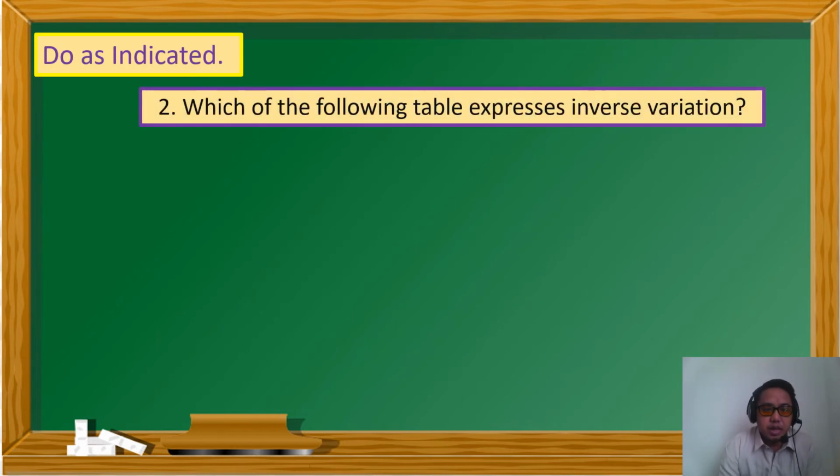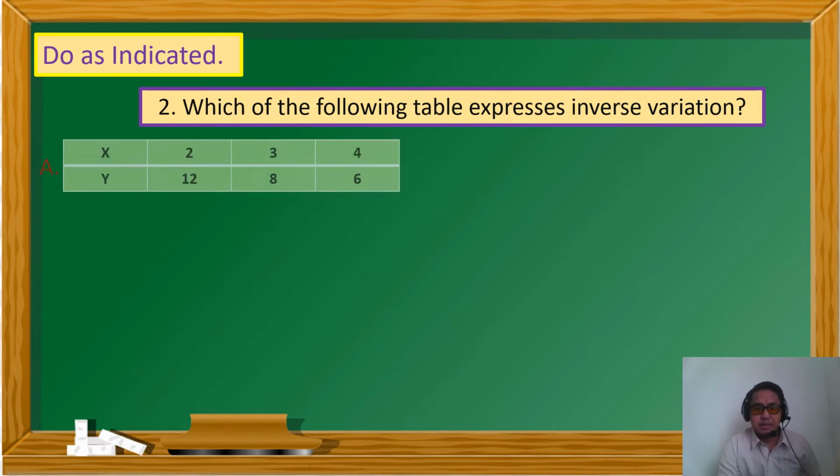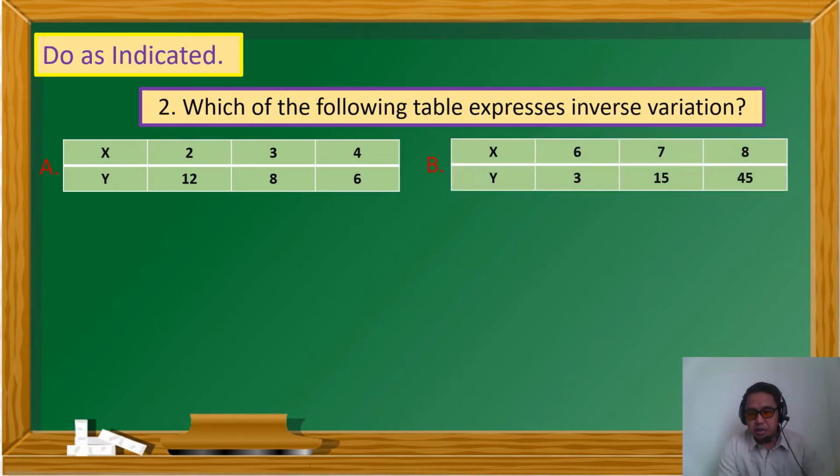So do as indicated. Number 2, which of the following tables expresses inverse variation? So the first table is x and y. The variables are x and y again. So we have 2, 3, 4 for x. And then for B, 6, 7, 8, and y is 3, 15, 45. So how do we know that a given table is an inverse variation?